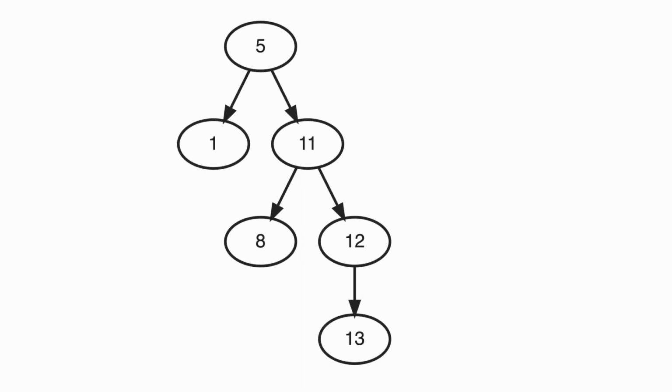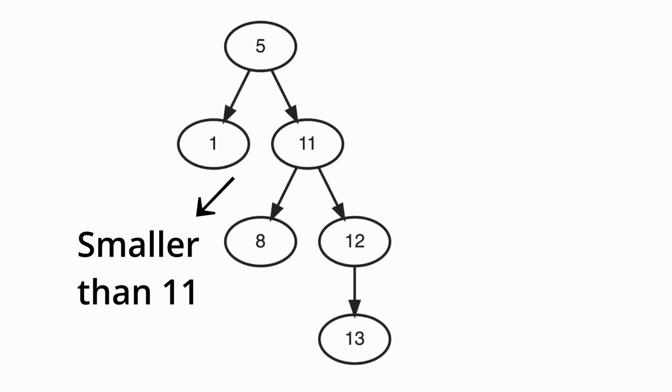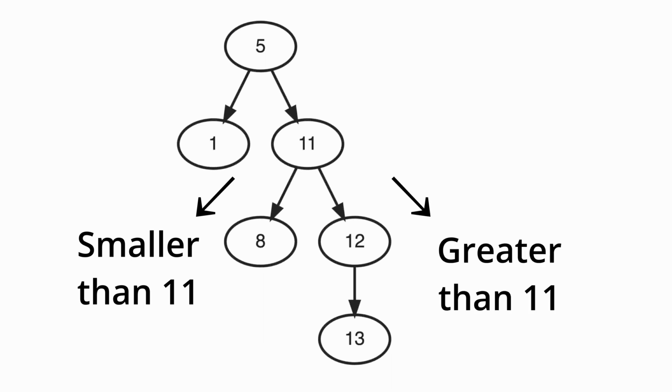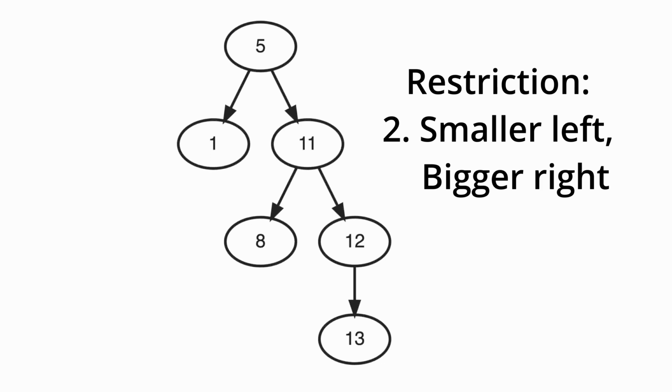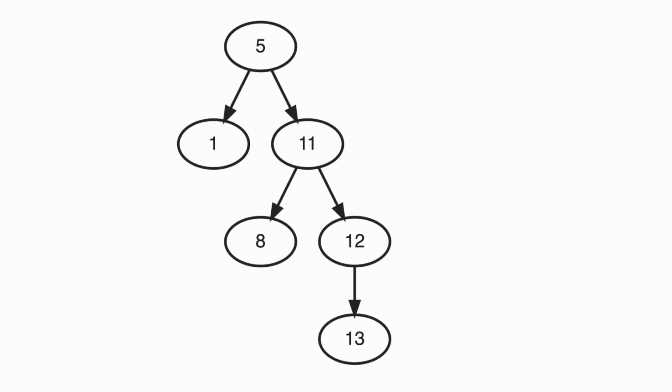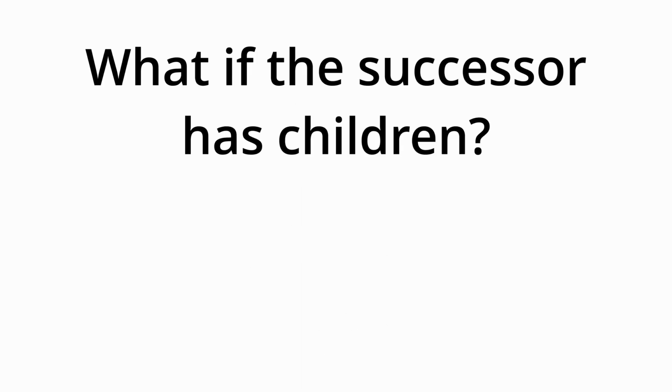Since we used the smallest node larger than our removed node, all nodes to the left are still smaller than the successor node, while all nodes to the right are still larger than the successor. This means that we've preserved the ordering restrictions of our binary search tree. However, there is one edge case that we need to address. What if the successor node has children?